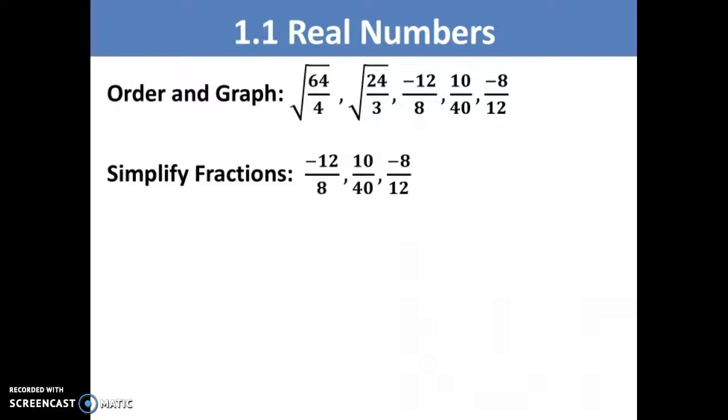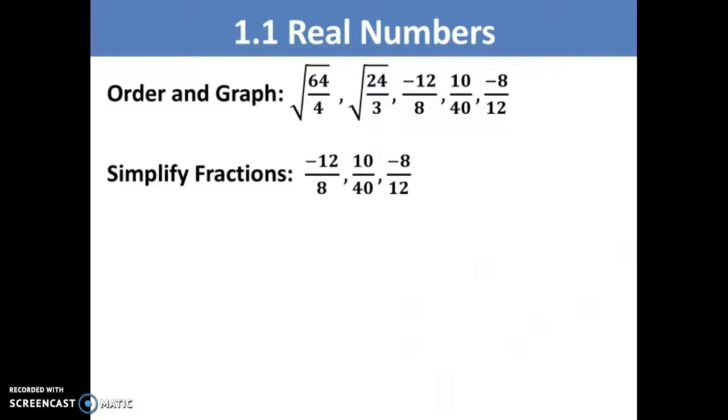So now we've converted all of our numbers to decimals so we can put them on our number line. We said this was 4. This was the square root of 8, which we said is approximately somewhere around 2.8. Negative 1.5, this is 0.25, and this is negative 0.6 repeating. So let's go ahead and put these on our number line.